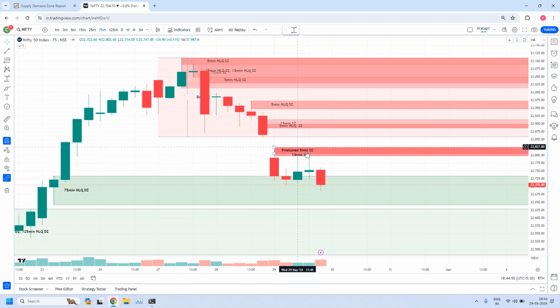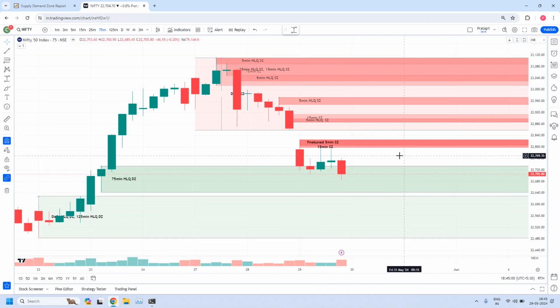From here again a short trade in favor of the trend. Again another 90 points move. We can say more than 90 actually if you consider. Over 100 points move it has given, but we are limiting to 90 because we have a targeted fine-tuned 5-minute zone.